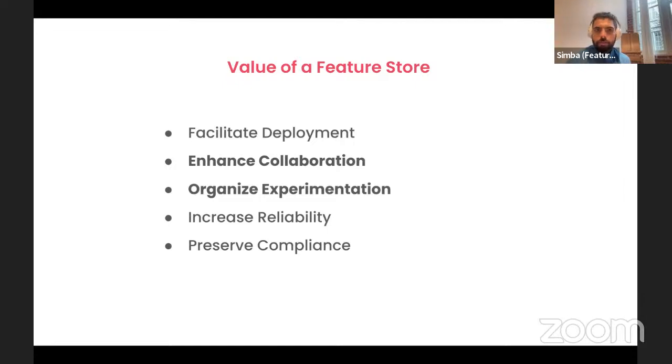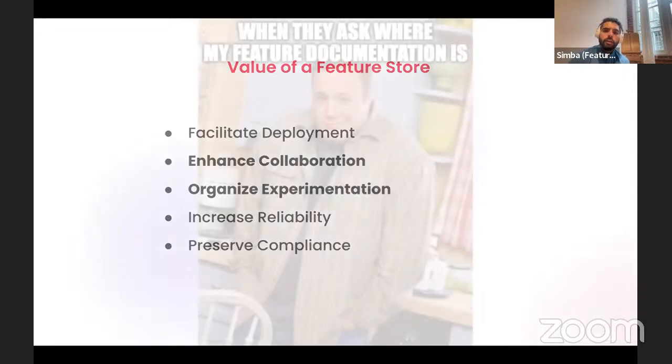If you have a software engineering background, Git and the workflows around Git are just core to collaboration. If you have a team of more than 5, even less, but definitely 5 software engineers, working without Git is almost impossible. It's just so error prone. But the same thing doesn't really exist for features. And so one value prop of a feature platform is to organize experimentation and make it easier to collaborate.